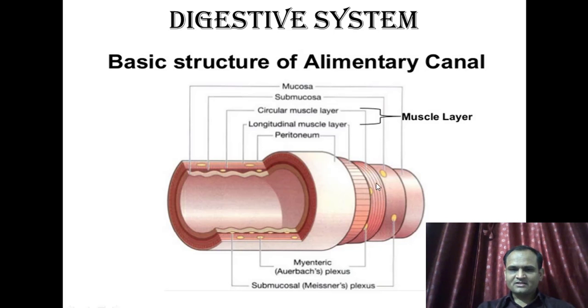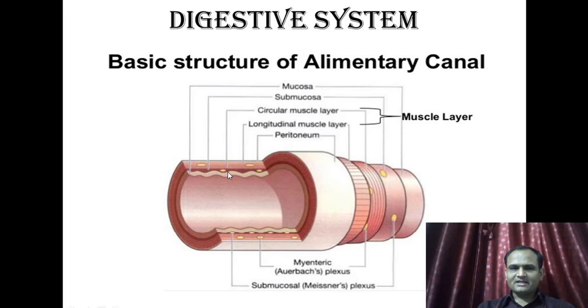Here you can see the circularly arranged muscle. So the innermost muscular layer is made up of circular muscle. Then if you remove the muscle layer, the next layer we will find is the submucosa, and the innermost layer is the mucosa. The mucosa is the innermost layer which is in contact with the food particle present in the alimentary canal.